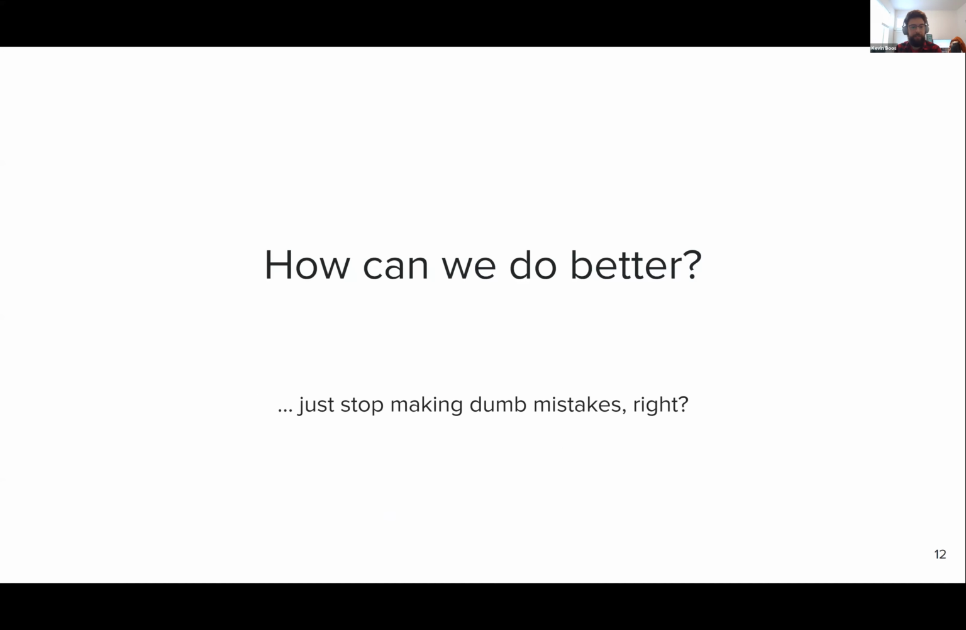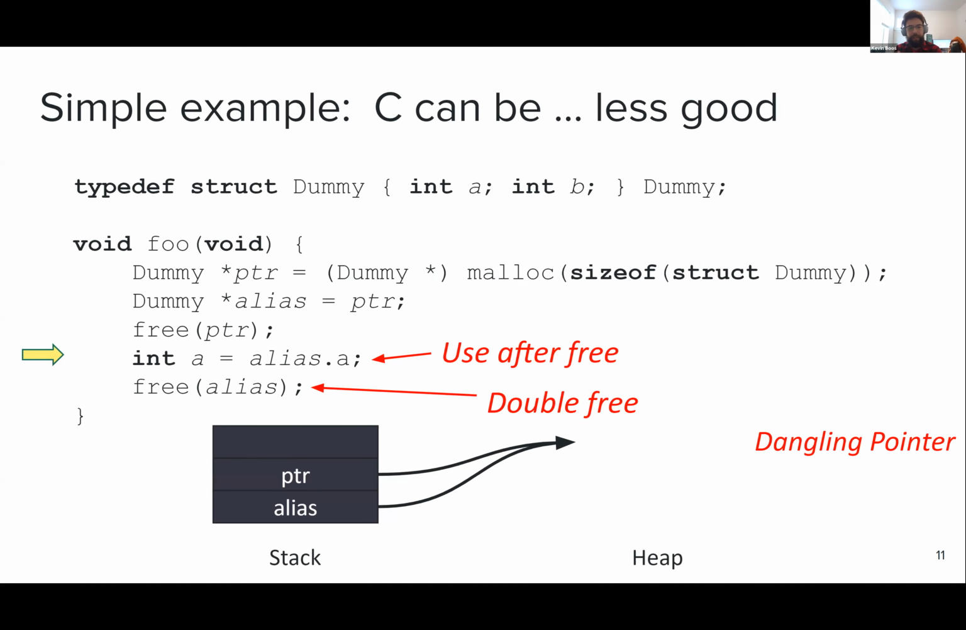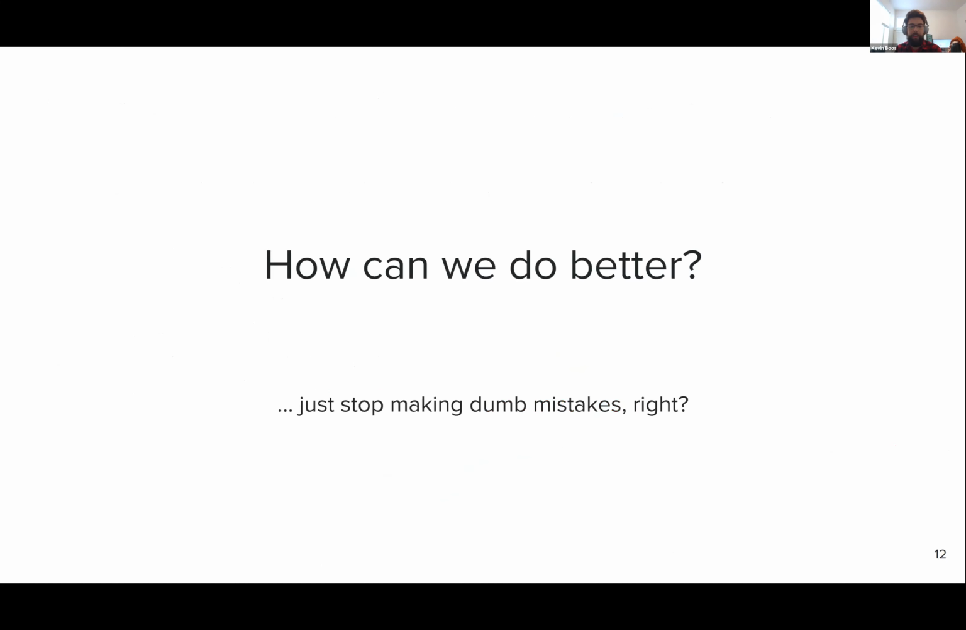And then if I try to free it again, it's a double free. And that's also non-deterministic. Most systems will catch it. They won't do anything, but it's not defined by the C language standard. So this is a major problem. Even in a simple basic example like this, you, the programmer, have to be aware of what's going on with memory. So how can we do better?